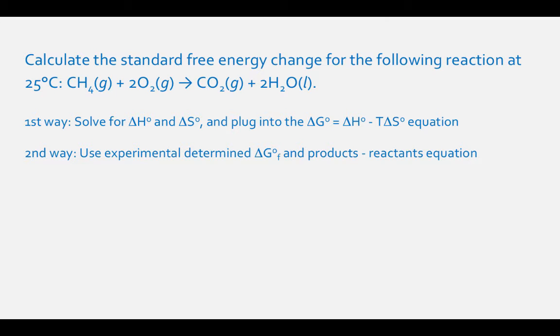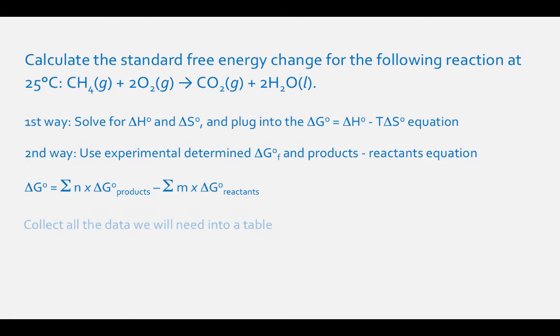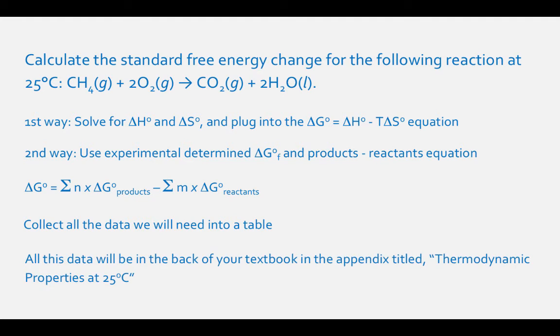reactants equation, which is the standard delta G of the reaction equals the product of all the coefficients of the individual products times their standard changes in Gibbs free energies of formation summed, minus the products of all the coefficients of the reactants times their standard changes in Gibbs free energy of formation summed. First, let's collect all the data we need in a table. You will find this data in an appendix in the back of your book. It will be labeled Thermodynamic Properties at 25 degrees Celsius.